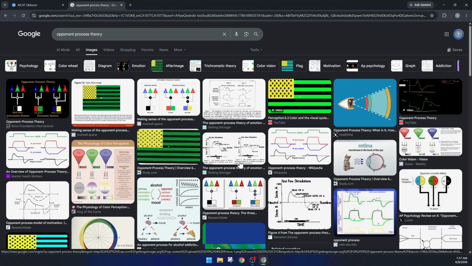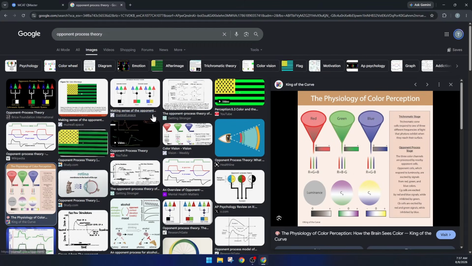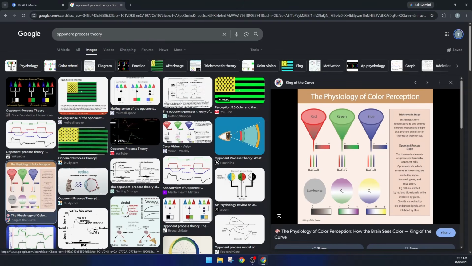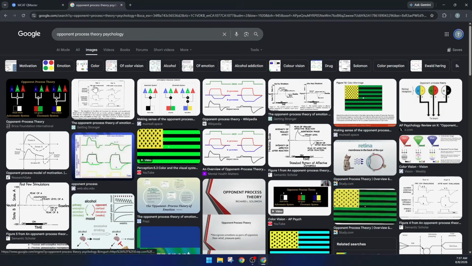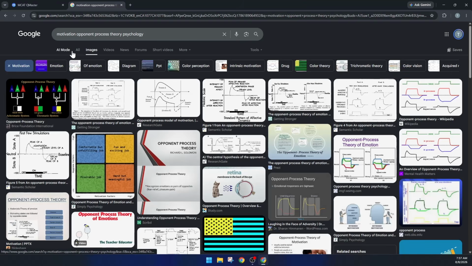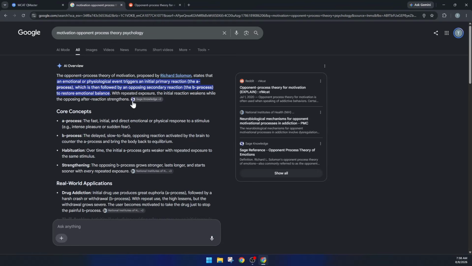So in the test, there's a physiological color perception theory for opponent process theory. This is not the one that we're talking about in behavioral sciences. When you go on Google, make sure you type in the right term. Why is it not showing up? There are not that many good images that I have for opponent process theory.